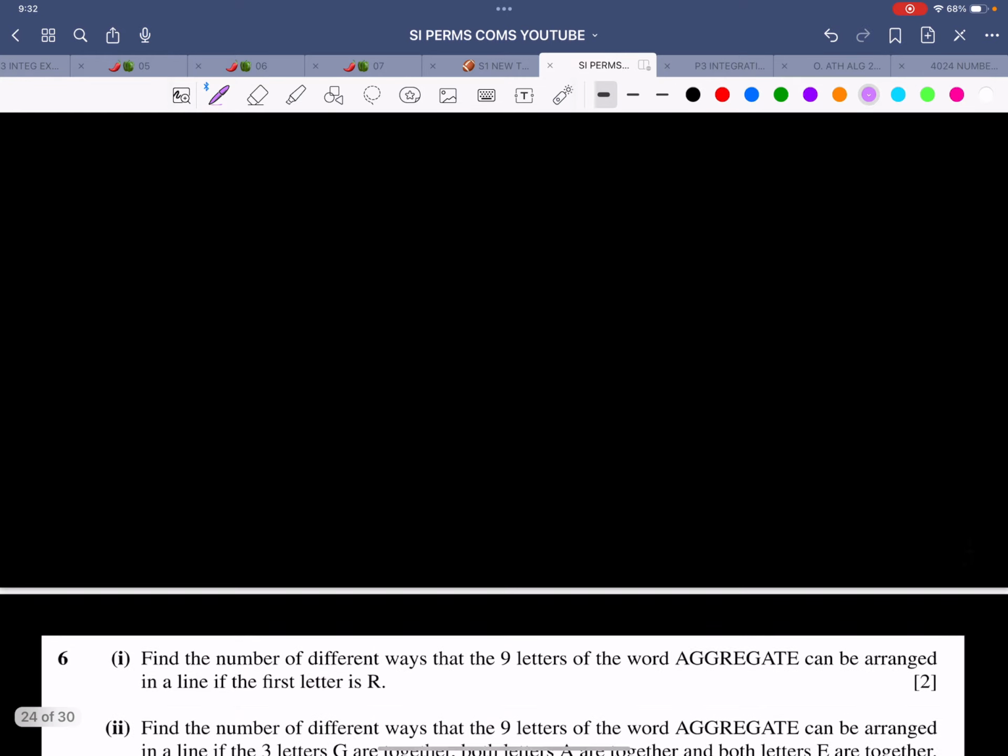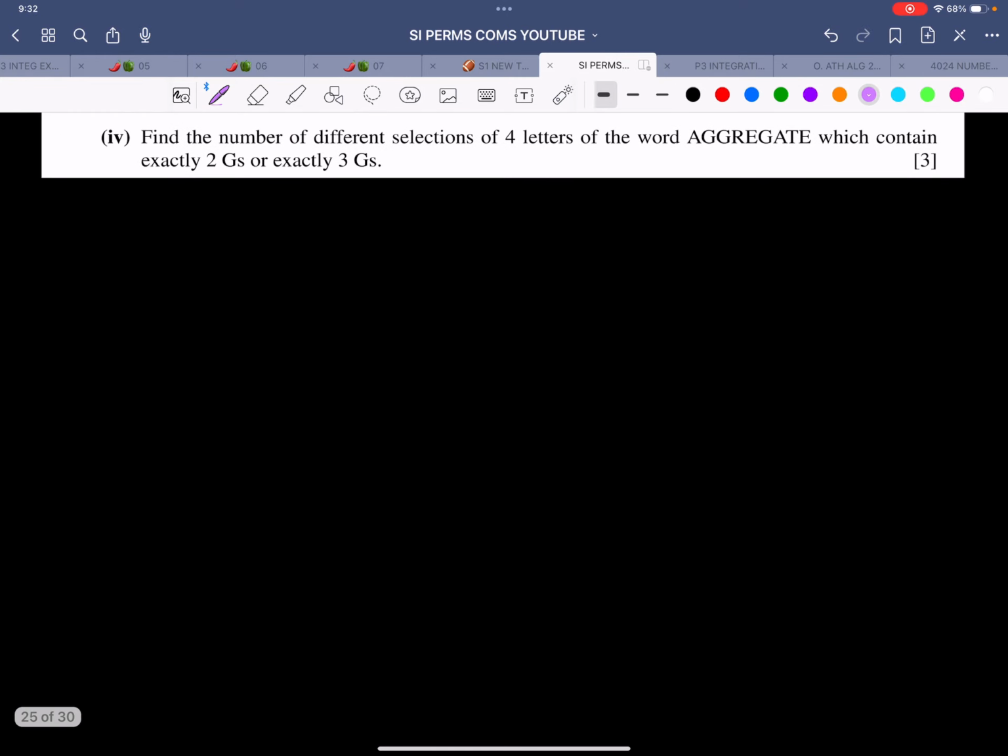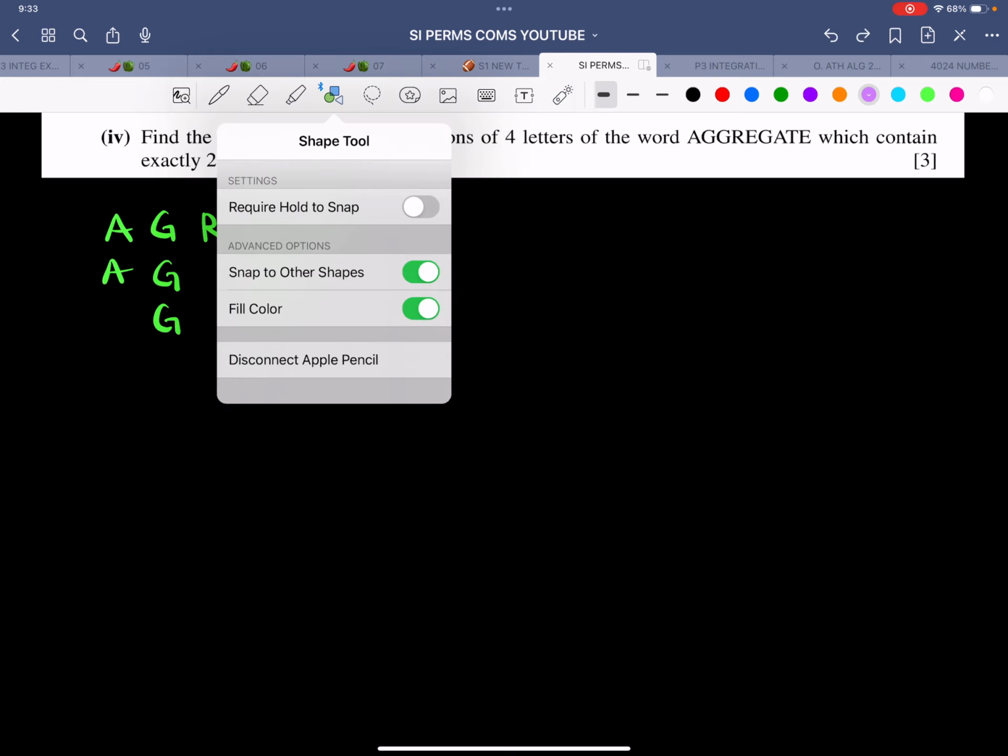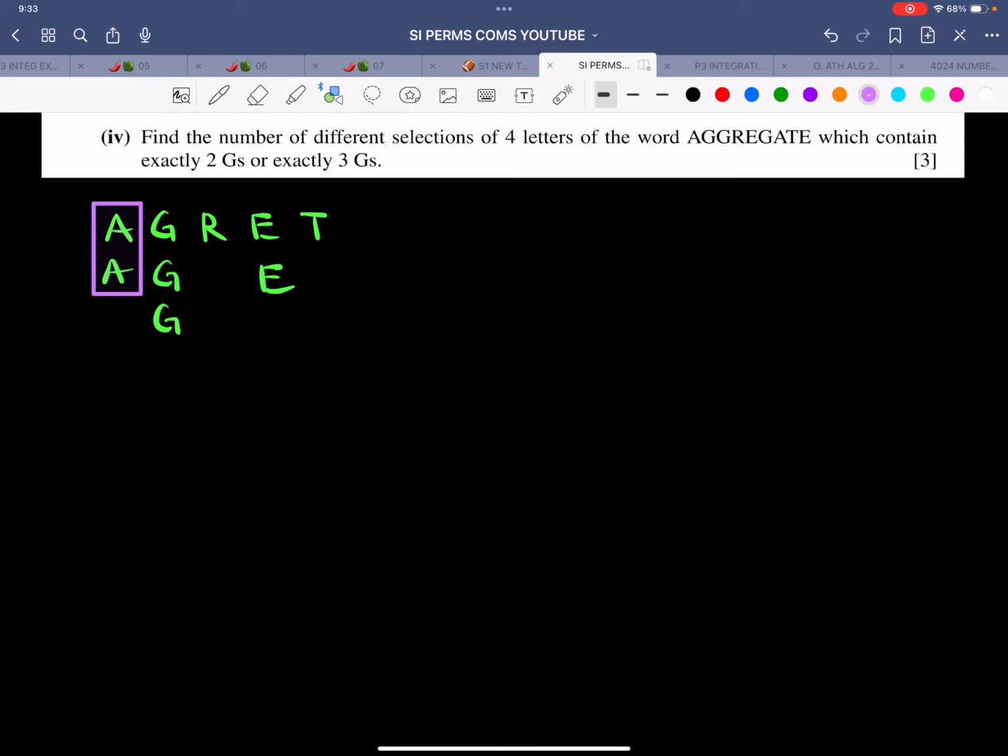Now we are moving to the fourth part, and that is the most crucial part. So let me first write what is exactly there in aggregate. A, G, G, R, E, G, A, T and E. And let me highlight it again. So there are 2 A's, and let me fill up the box. There is 3 G's. There is 2 E's. And then there is an R and there is a T over here.